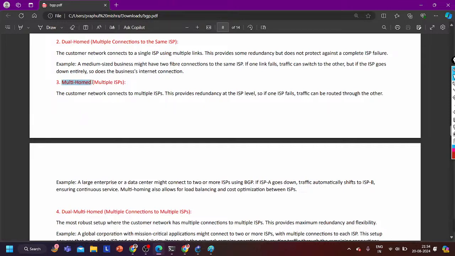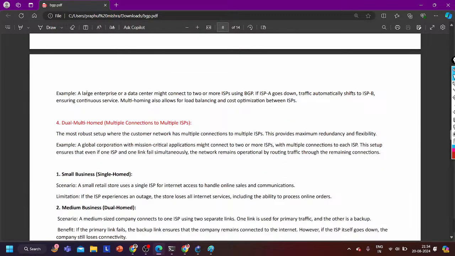Multi-home means multiple ISPs. And in this scenario, you have redundancy at ISP level. A large enterprise or data center might connect their network to 2 or more ISPs using BGP. If ISP A goes down, traffic is automatically shifted to ISP2, ensuring continuous service. Multi-homing also allows for load balancing and cost optimization between ISPs.